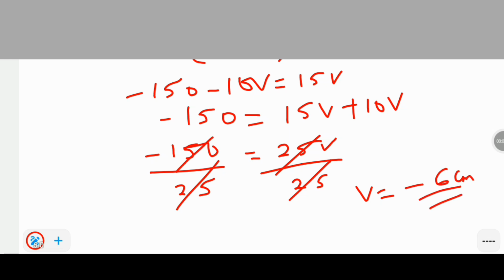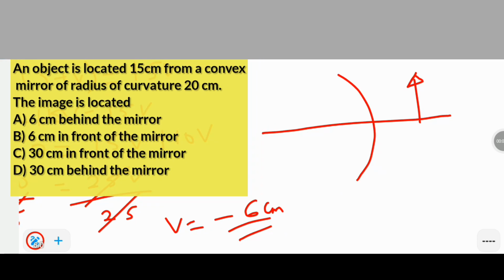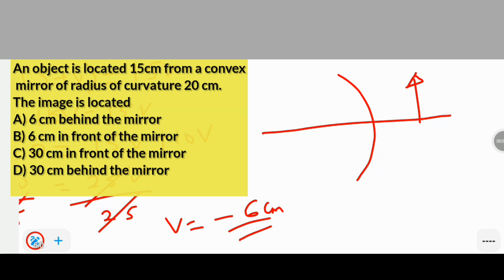So you can see that the image distance is minus 6 centimeters. That means the image is virtual. It's virtual because this is a convex mirror. A convex mirror will always form a virtual image. The image will be behind the mirror. Okay? So the answer to this question is 6 centimeters behind the mirror. A virtual image is always behind the mirror. So the answer is option A.